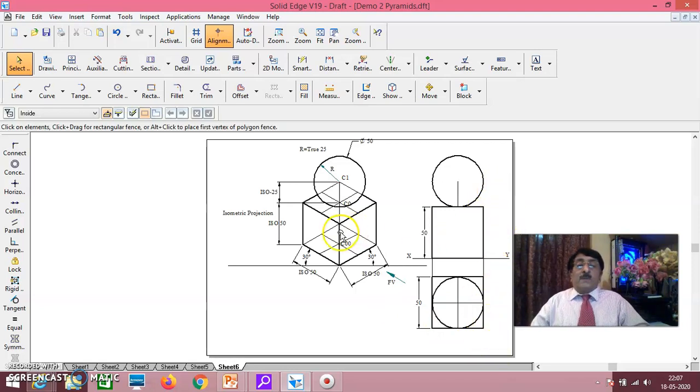This will be the orthographic projection. This is our isometric projection. Isometric projection, orthographic projection, and this is C1, this is C0, this is C0 not. In that way, you are learning both.